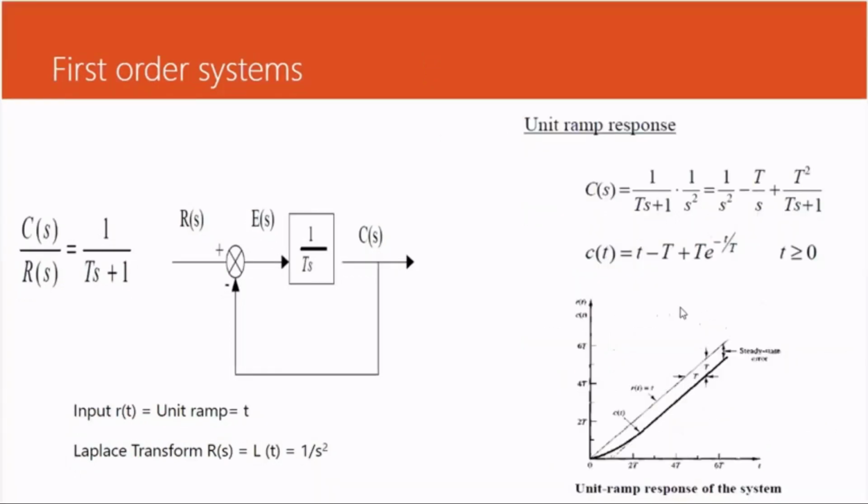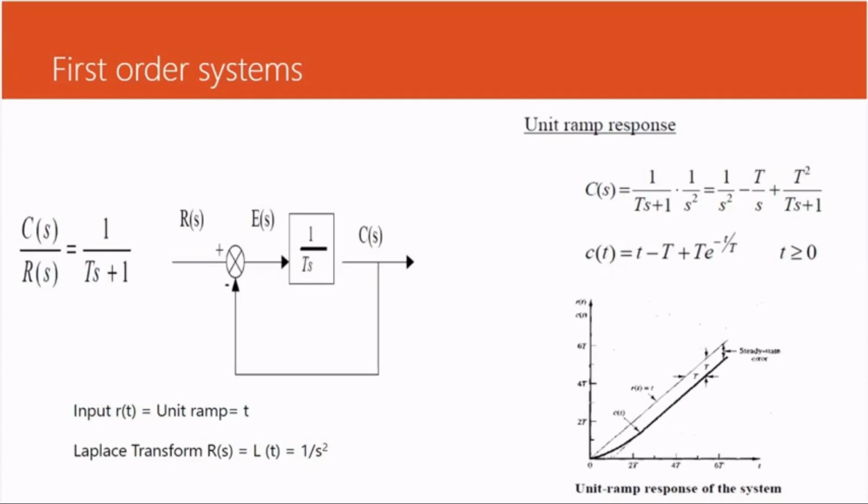So here, meron ulit tayo example, but this is now an example for unit ramp response. So you have here an input and an output of C of S over R of S, which is equal to 1 over Ts plus 1. So ganun pa din, yung ating block diagram. Meron tayong R of S, C of S, then meron tayong E of S. But now, our unit ramp input is equal to T.